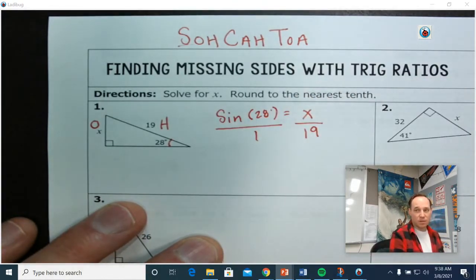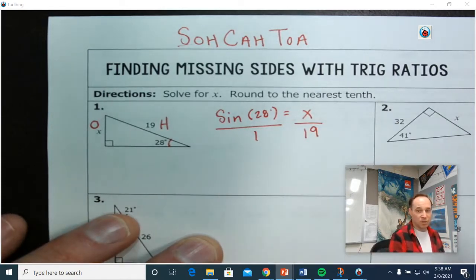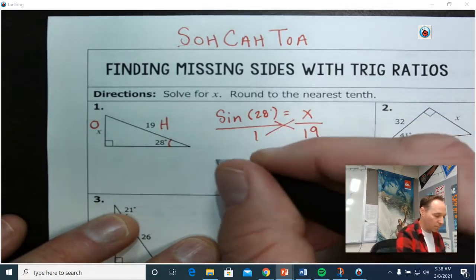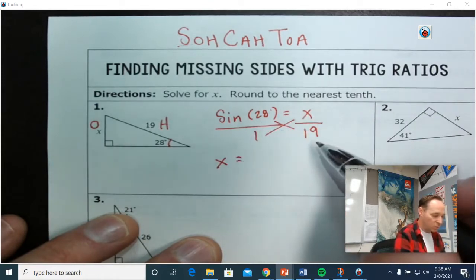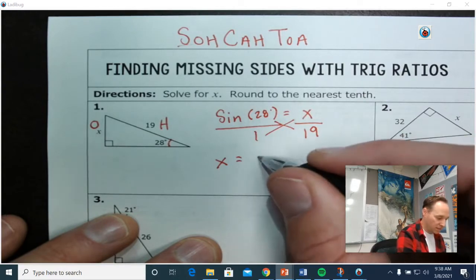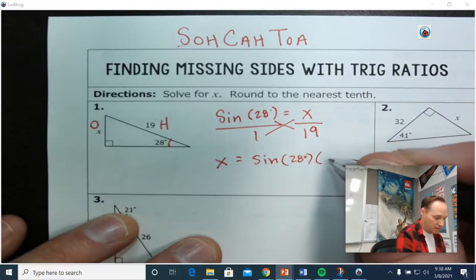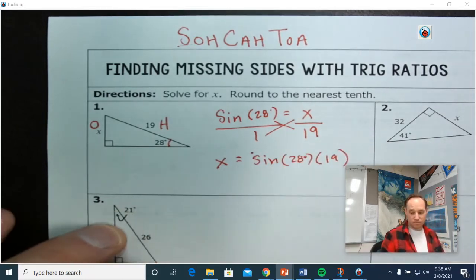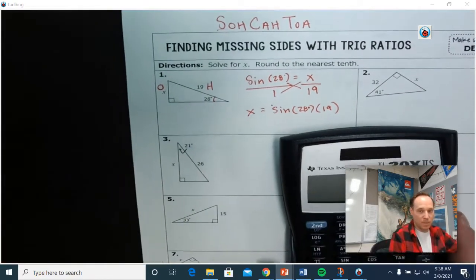Step number 4, solve for the missing side. Now, there's a couple different ways to do this. I'm going to show you how I like to do it on my calculator, but I'm just going to cross multiply, just like I did in our warm-up, and I get x times 1 equals x, and sine of 28 degrees times 19 is sine of 28 degrees times 19. Now, calculator time. Oh, I better zoom out a little.